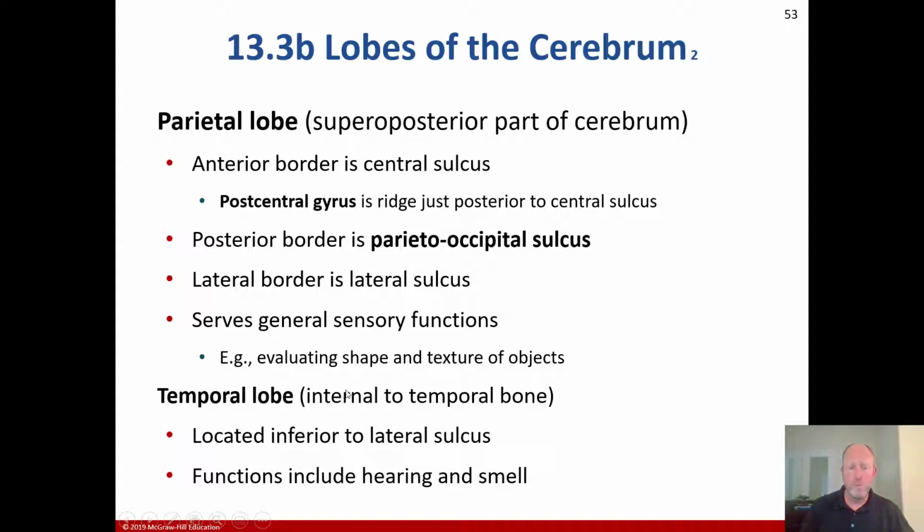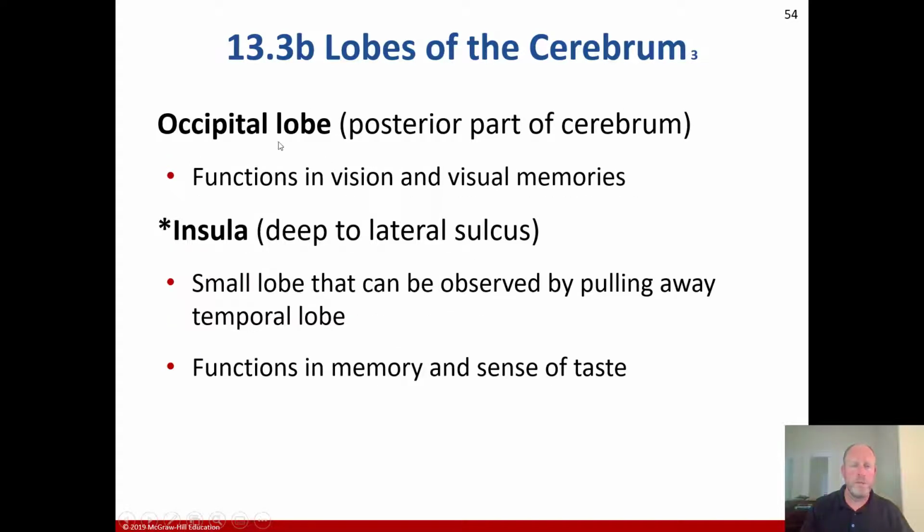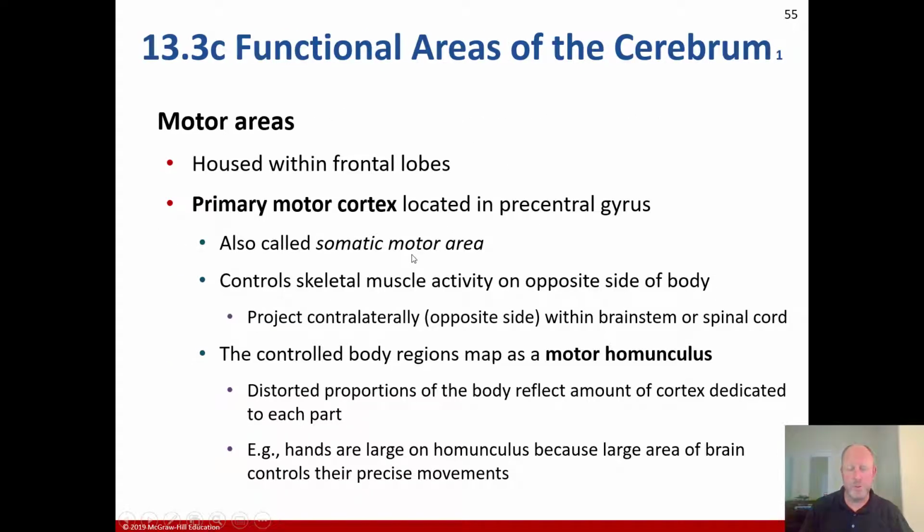The temporal lobe is internal to the temporal bone. It's located inferior to the lateral sulcus. Its functions include hearing and smell. The occipital lobe is the posterior part of the cerebrum and functions in vision and visual memories. The insula is deep to the lateral sulcus. It's the small lobe that can be observed by pulling away the temporal lobe. It functions in memory and sense of taste. We haven't talked about it before, that's why we had the asterisk there.